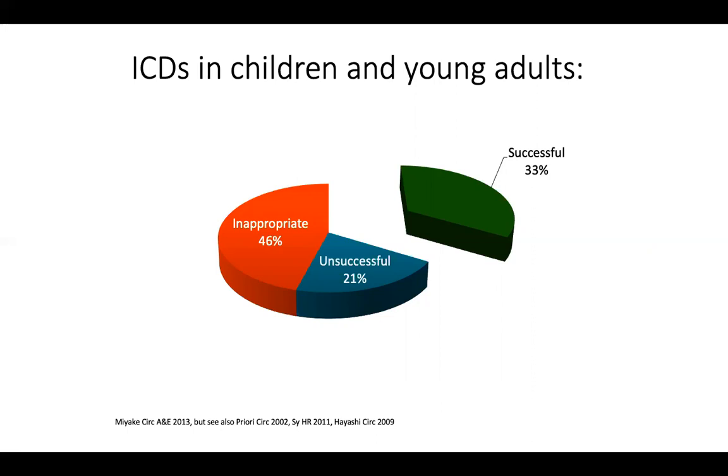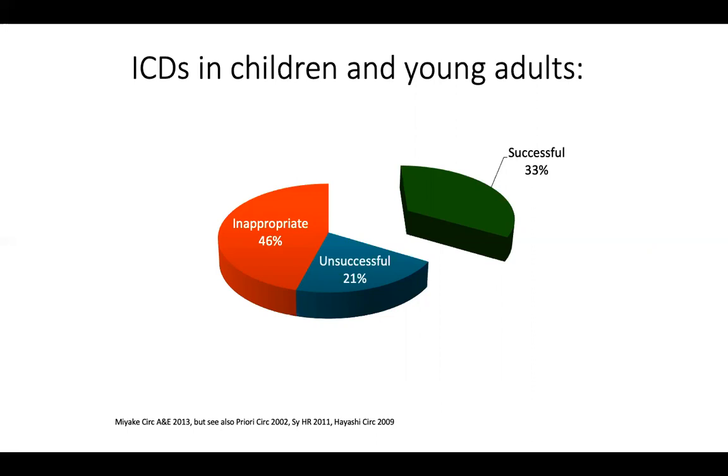So people who got an unsuccessful shock got put into unsuccessful, people who had a successful or an inappropriate shock, and if all you had was inappropriate, it was 46%. So these are people who got shocks and where they ended up. These data have been remarkably consistent over time.